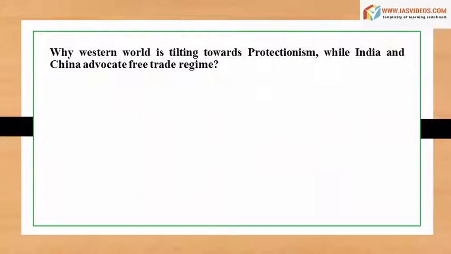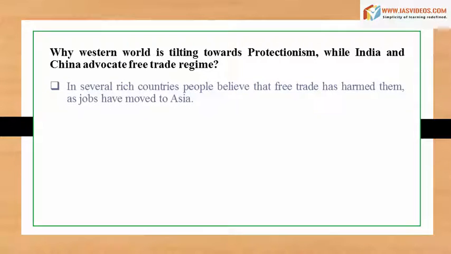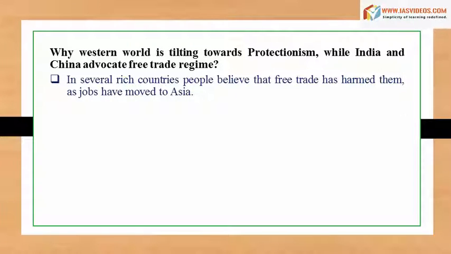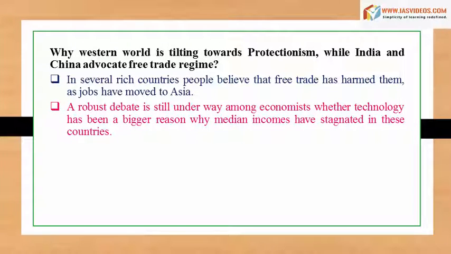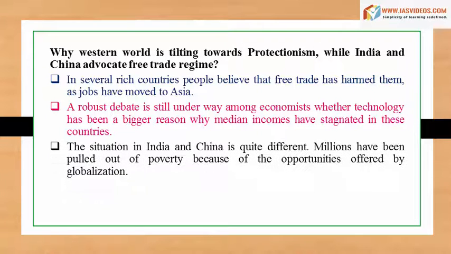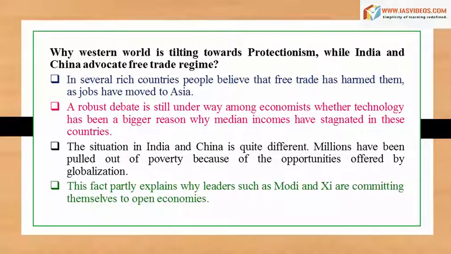Why Western world is tilting towards protectionism, while India and China advocate free trade regime. In several rich countries, people believe that free trade has harmed them, as jobs have moved to Asia. A robust debate is still underway among economists whether technology has been a bigger reason why median incomes have stagnated in these countries. The situation in India and China is quite different. Millions have been pulled out of poverty because of the opportunities offered by globalization. This fact partly explains why leaders such as Modi and Xi are committing themselves to open economies.